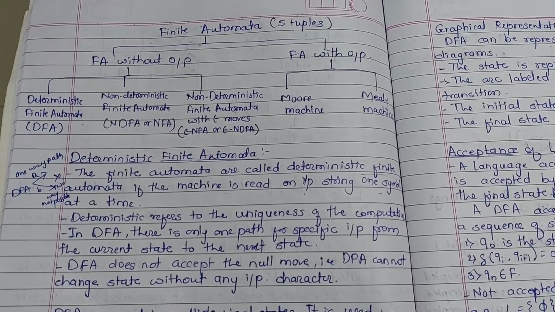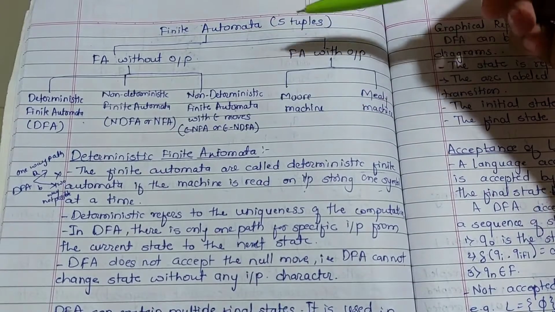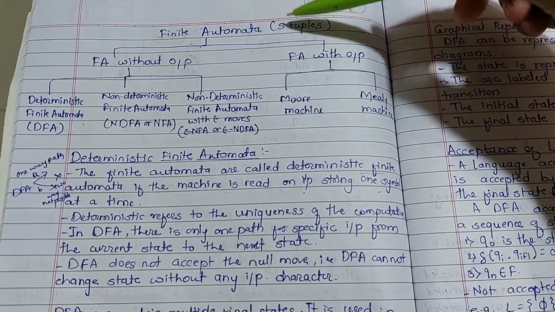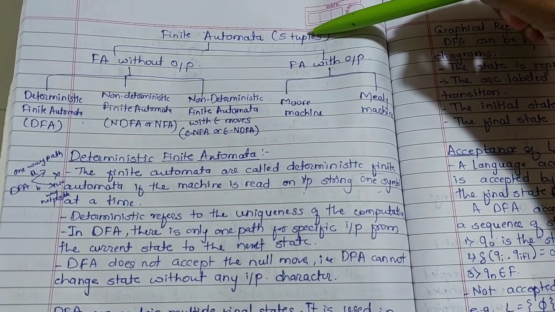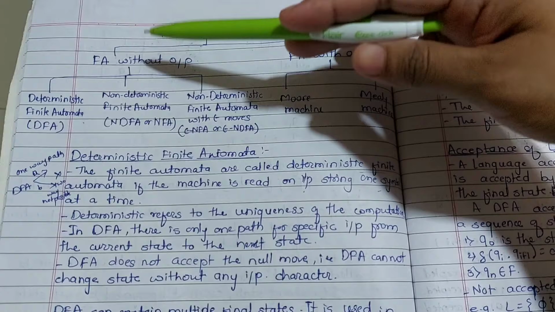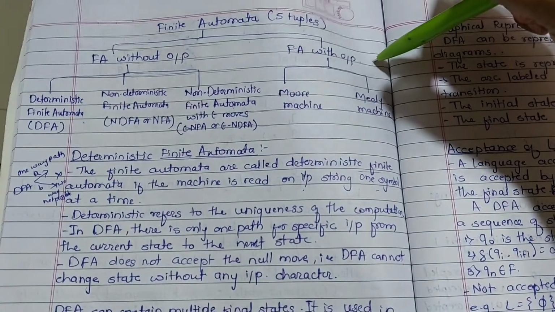Hello students, let us start with the new concept, that is types of finite automata. Finite automata, the definition we already have seen in the previous lecture. It consists of 5 tuples, and is divided into two types: finite automata without output and finite automata with output.